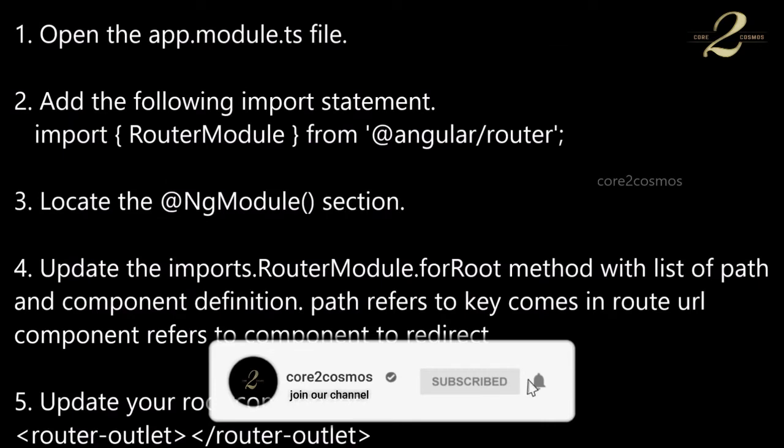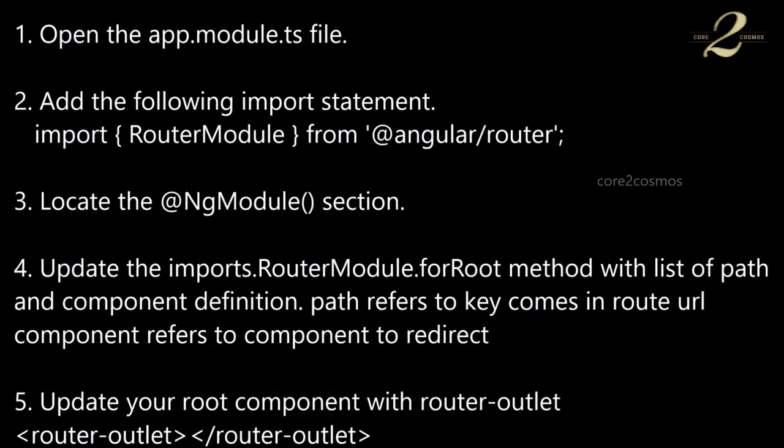We can simply follow 5 steps. Step number 1. Open the app.module.ts file. 2. Add the following import statement: import RouterModule from @angular/router. The third step is to locate the @NgModule decorator section. Update the imports.RouterModule.forRoot method with the list of path and component definitions. Path refers to the key that comes in the route URL. Component refers to the actual component corresponding to the route URL. The last step is to update your root component with router outlet.